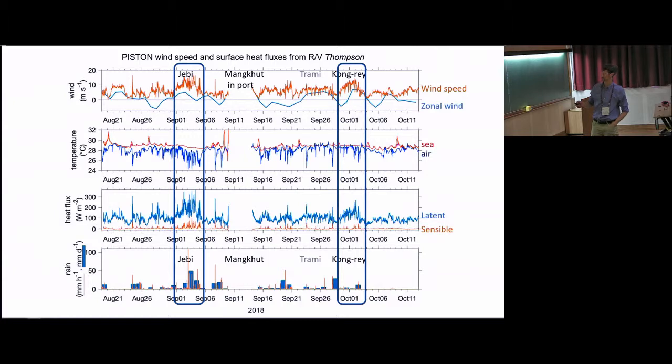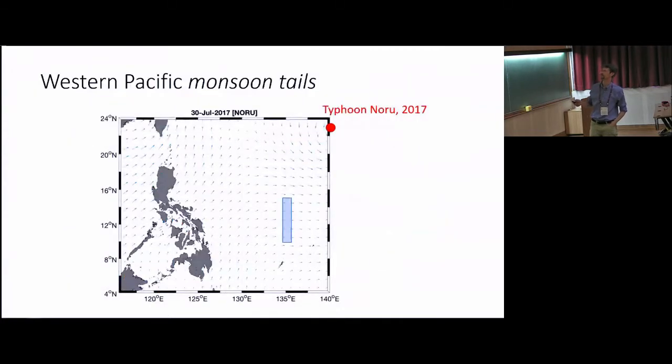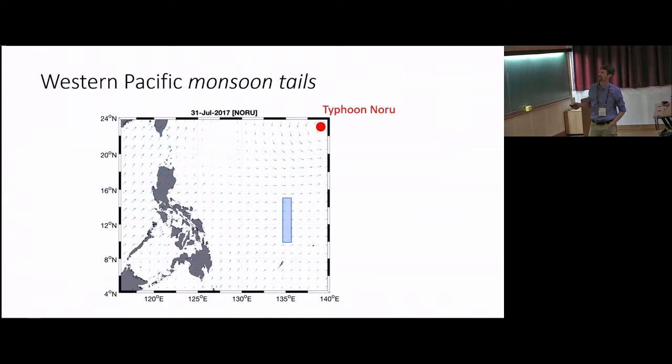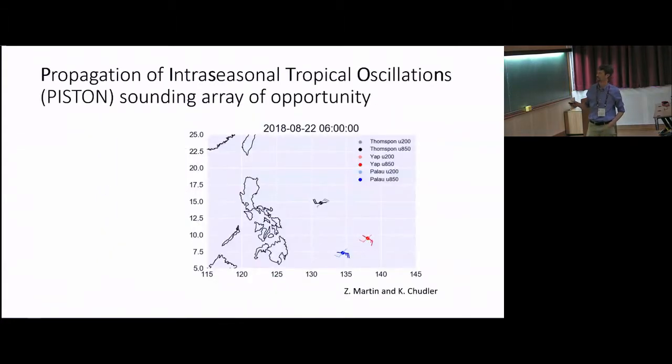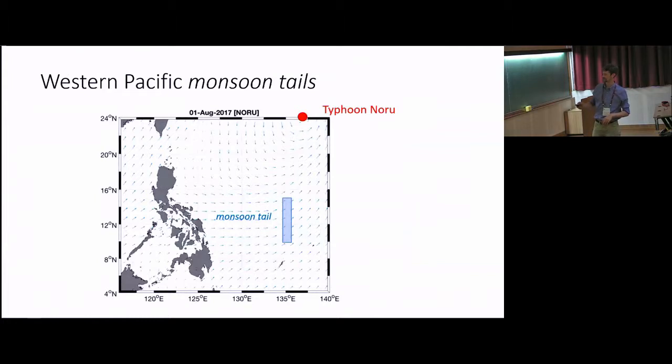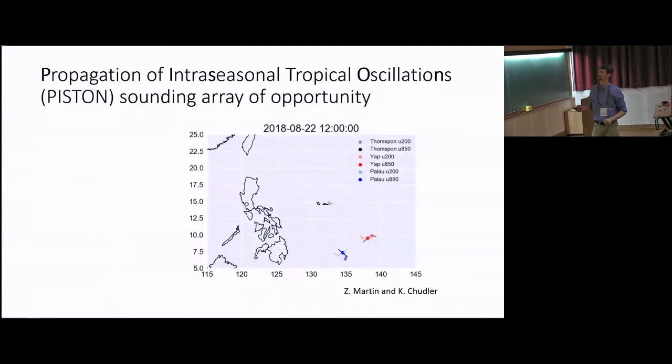So here I zoom in on Jebi and Kong-rey, and here's an example of a typhoon. We don't have the reanalysis data yet from 2018, but here's an example from Typhoon Noru in 2017, and here are just a couple of days of propagation. You can see that there's this monsoon tail, which is more or less in the same large-scale synoptic vortical structure, but it isn't the deep tropical cyclone itself.